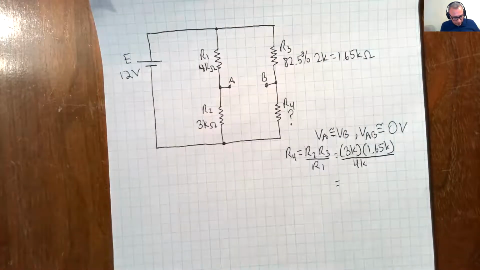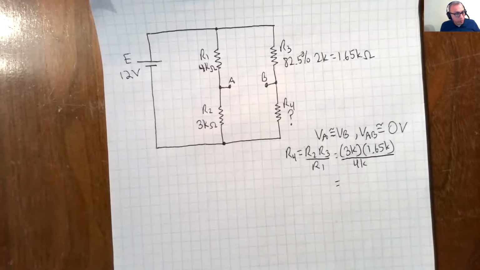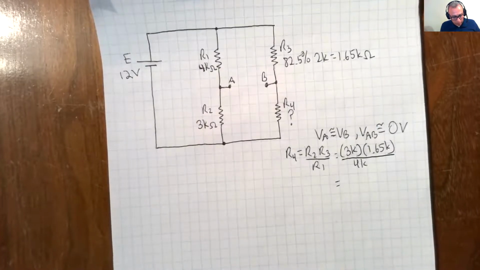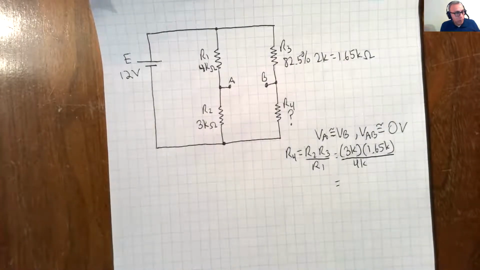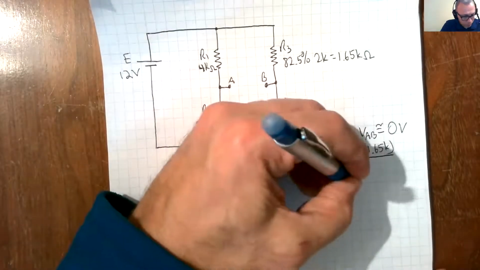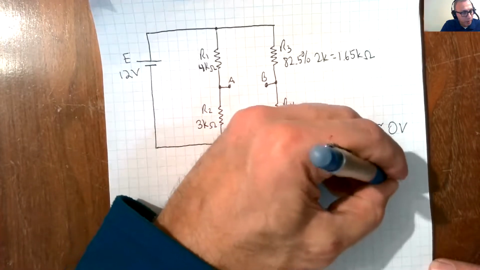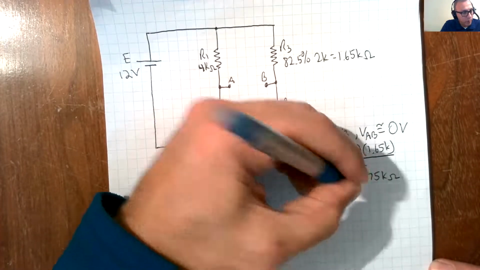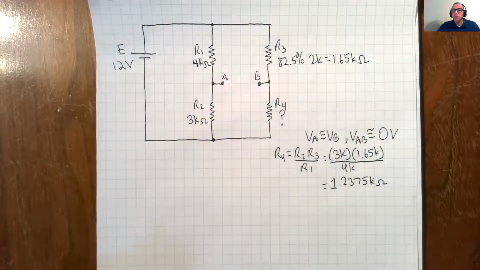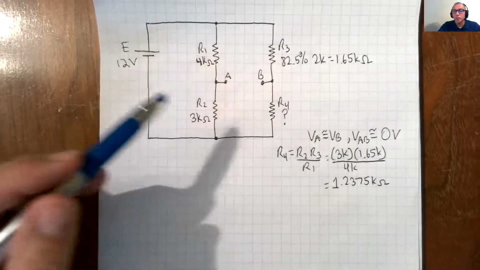And that gives us, I know the suspense is killing you, 1.2375K. All right, and that is calculated. 1.2375K is that unknown resistance.